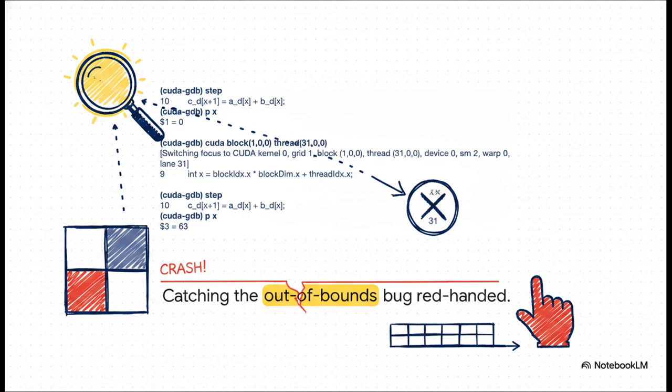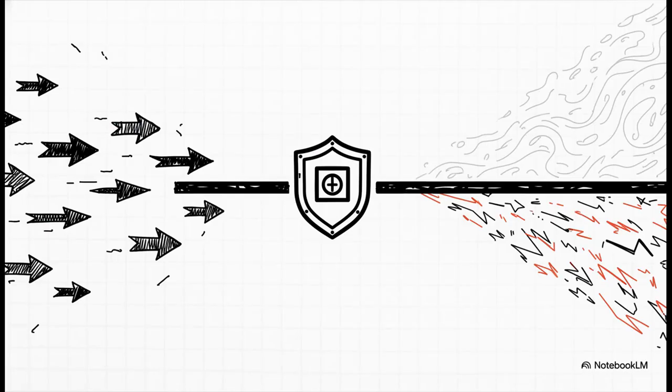So when we step forward, the code attempts to execute idx plus 1. That means it's trying to access index 64. If our array is only size 64, meaning our valid indices are just 0 to 63, boom, we've just found our out-of-bounds bug, caught totally red-handed right inside the debugger. And honestly, the fix for the bug we just tracked down is beautifully simple. We just need to implement proper bounds checking.